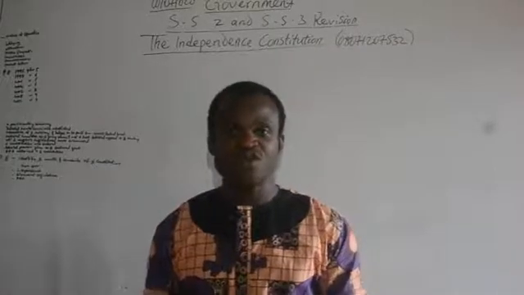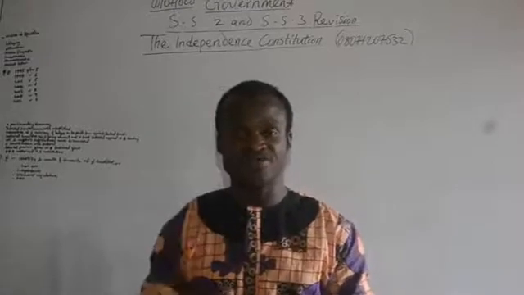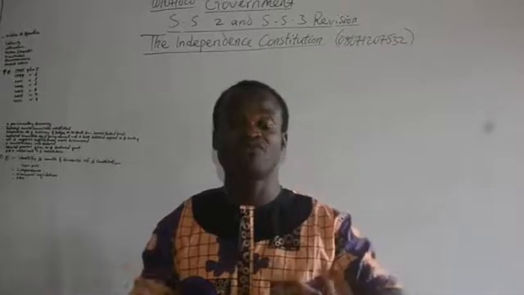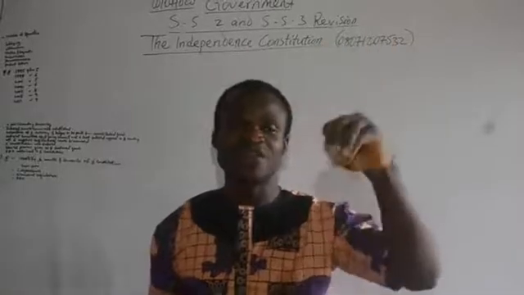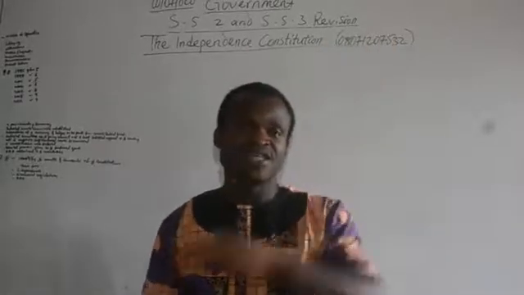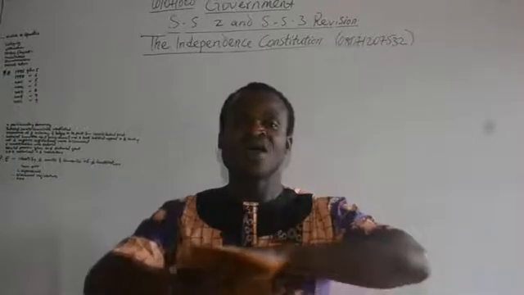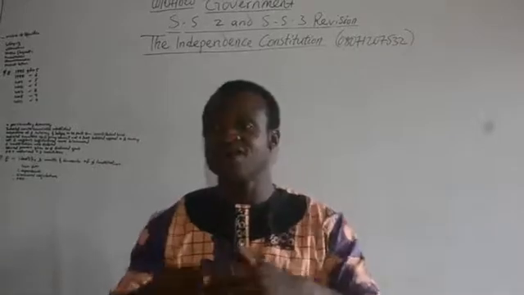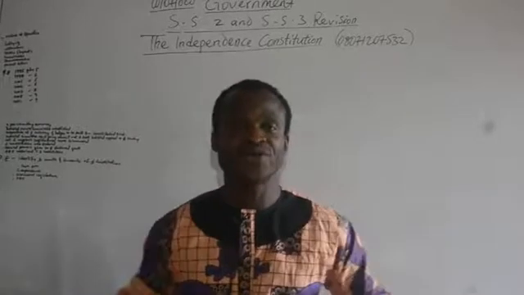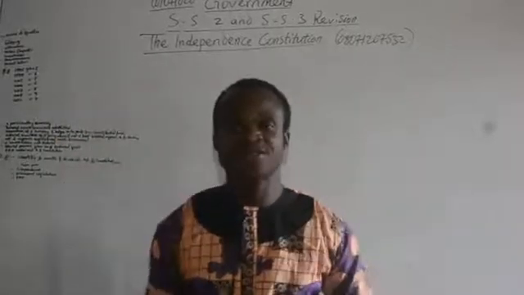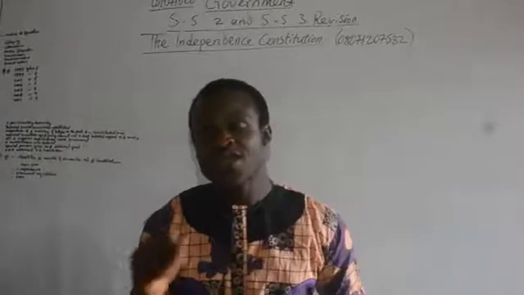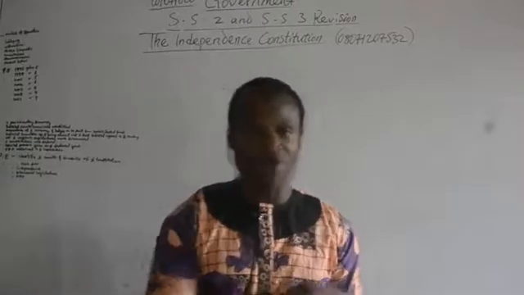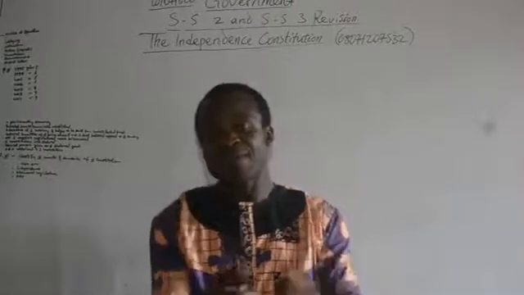Part of it was in the concurrent list. We have the three lists that the constitution provided for: the exclusive list, the concurrent list, and the residual list. The exclusive list was exclusively for the federal government, which takes decisions on issues that border on security, national health, and so on and so forth, while the concurrent list covered functions performed by the regional government. So that became an issue.